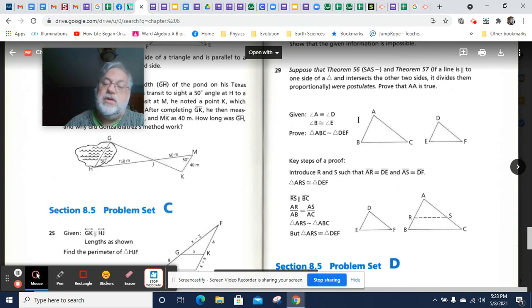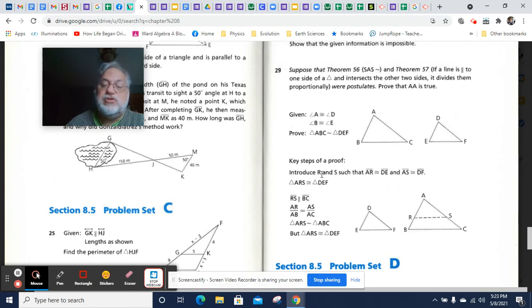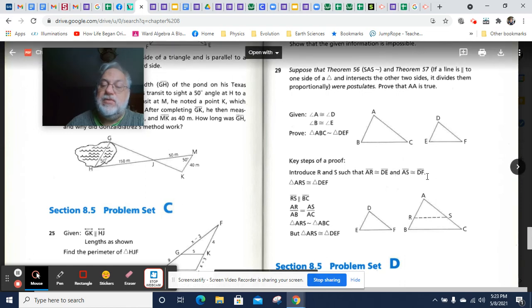Okay, so we're given angle A is congruent to angle D. We're given angle B is congruent to angle E. And we need to prove that ABC is similar to DEF. And there are some suggested key steps of a proof. Introduce R and S such that AR equals DE and AS equals DF. Okay, so let's see what that means.